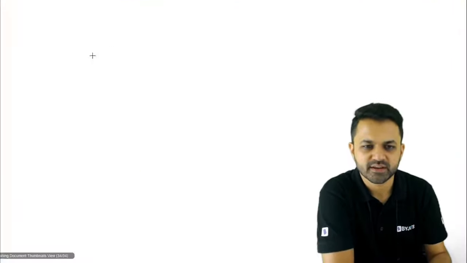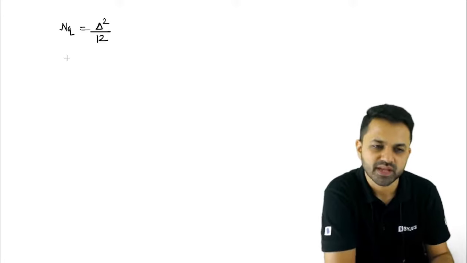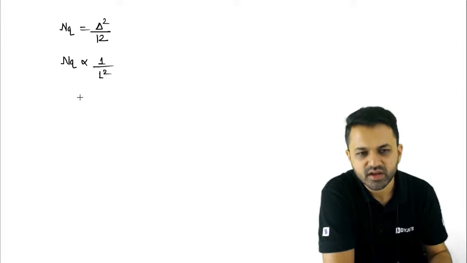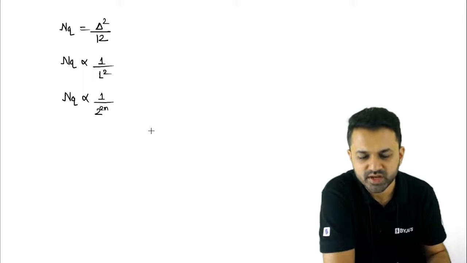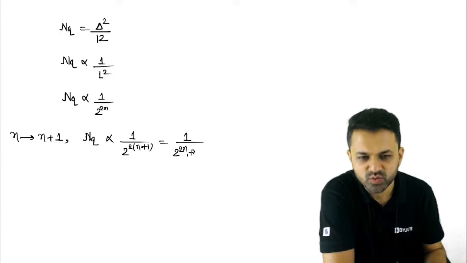First of all, you should know that the quantization noise power is given by delta square by 12 in general. You can say it for the sinusoidal signal also, and mainly when the noise is uniformly distributed. So NQ is, as we just saw, 1 upon L square, or you can say the quantization noise power is proportional to 1 upon 2 to the power 2n. If I increase the number of bits by 1, then it is 1 upon 2 to the power 2n plus 2, which is approximately 1 upon 2 to the power 2n into 2 to the power 2.